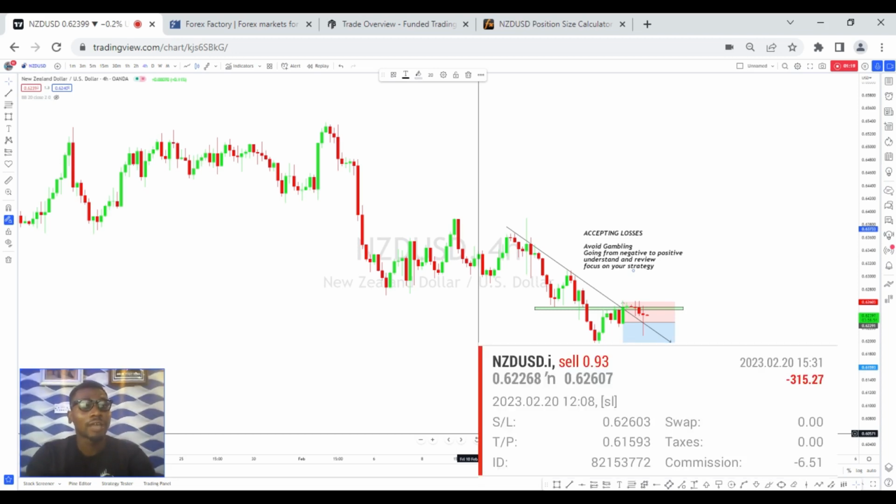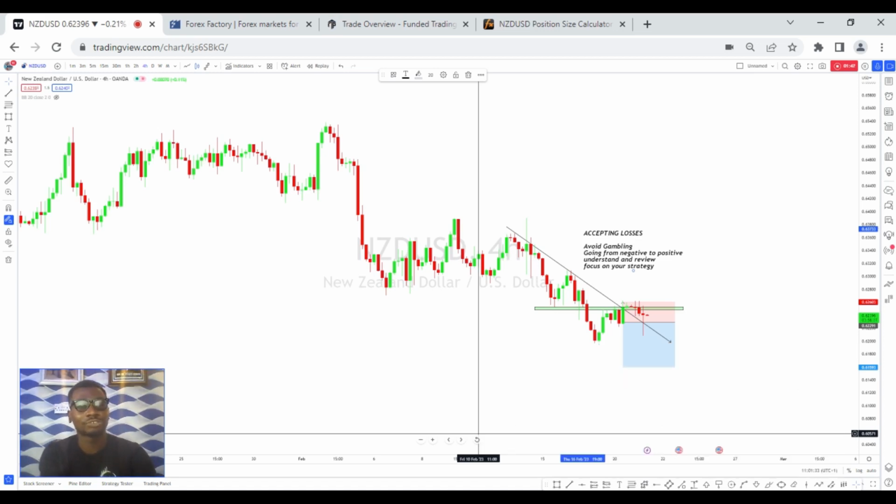Now here I'm going to review how I lost $300 on NZD USD. I was able to do a review and know particularly where I made the mistake and what I learned from it. So the next time I trade, I'll be able to remember that I did a trade like this and it went this way. Then I will correct myself from such a trade.